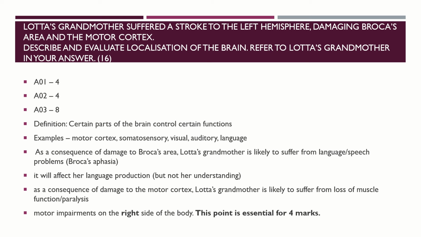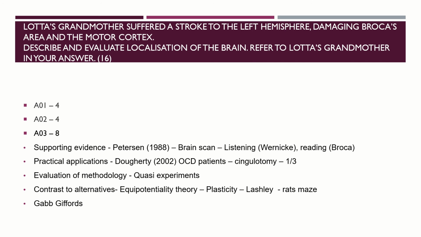You'd need to make some kind of reference to damage to Broca's area, meaning that grandmother would suffer from speech problems, and it would specifically affect her language production. You don't need to mention it wouldn't affect her understanding, but you can if you want to. But the key thing is problems with language, specifically language production. Then you would mention, as a consequence of damage to the motor cortex, she would suffer from loss of muscle function or paralysis, and very specifically, you would want to talk about motor impairment on the right side of the body. To get that fourth and final application point, you need to mention the right side of the body.